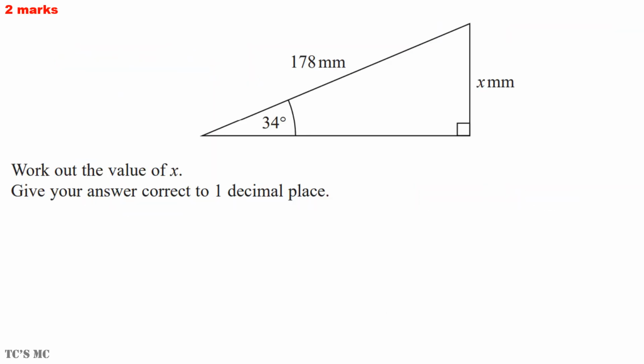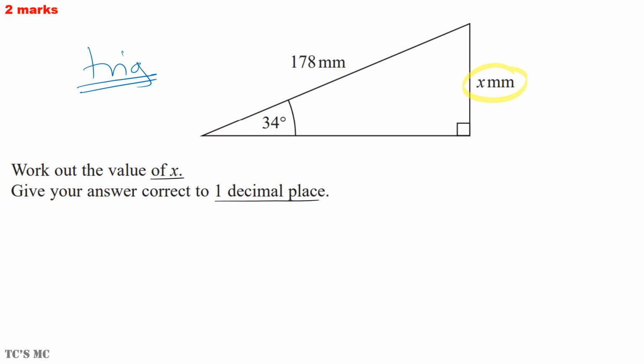Work out the value of x. Give your answer correct to 1 decimal place. The question involves 1 angle and 2 lengths, even though one of them is missing. That means this question is a trigonometry question. According to trigonometry, we have labels such as hypotenuse, opposite, and adjacent.